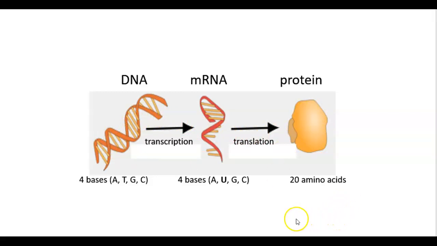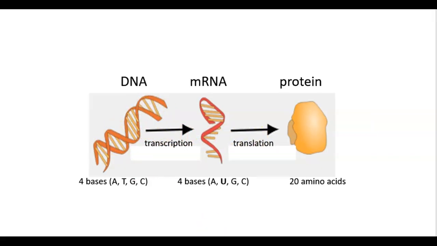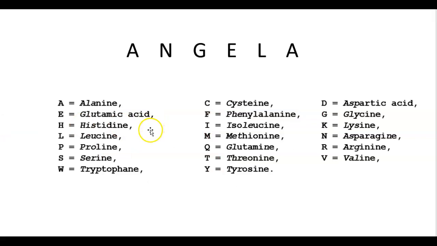So in this exercise, what we want to do is more or less break with the dogma. We want to do exactly the opposite. We want to take a protein sequence and figure out if we can find the corresponding DNA code for that. So here is an example. Write down your first name. So here the first name would be Angela.